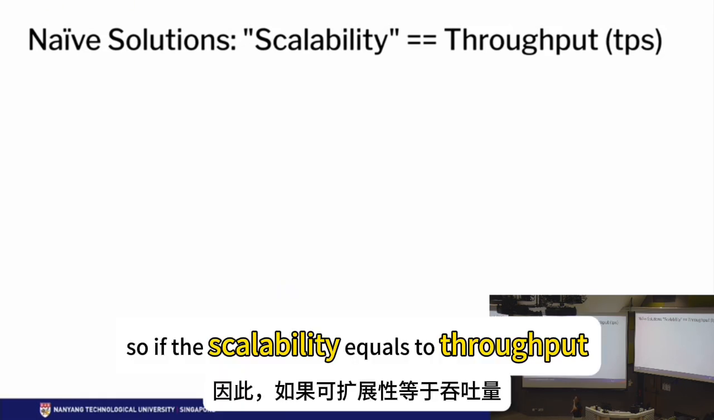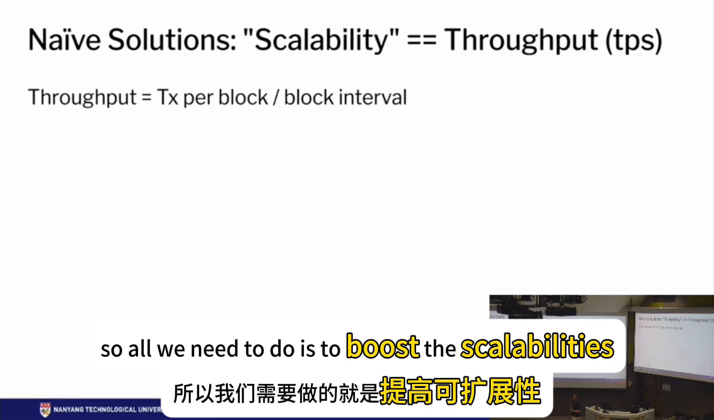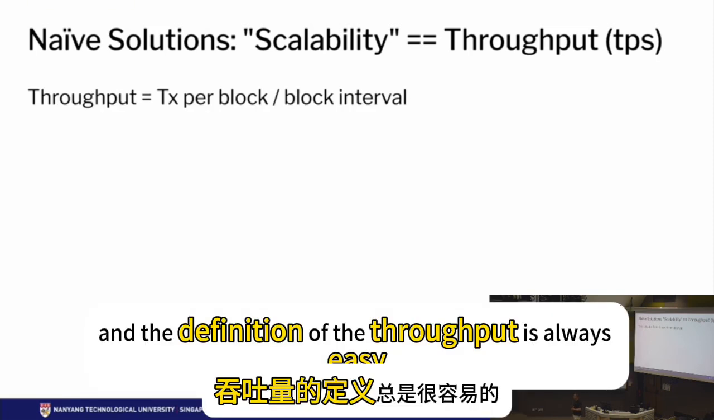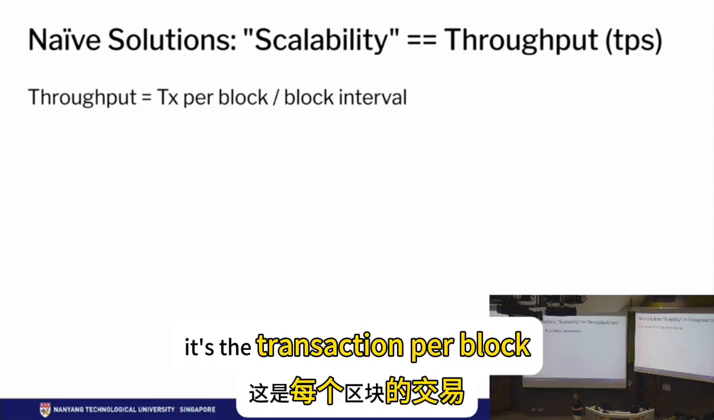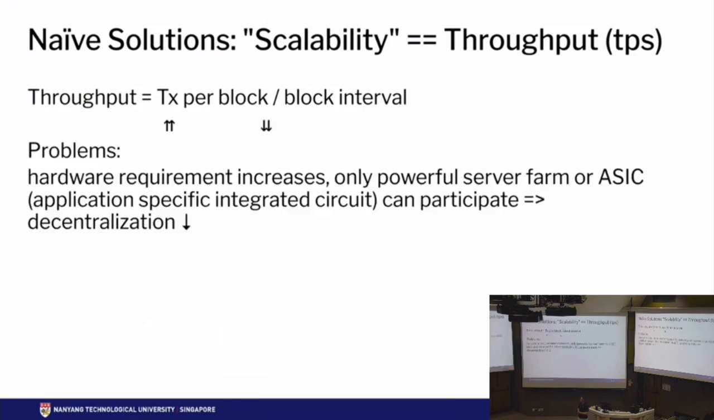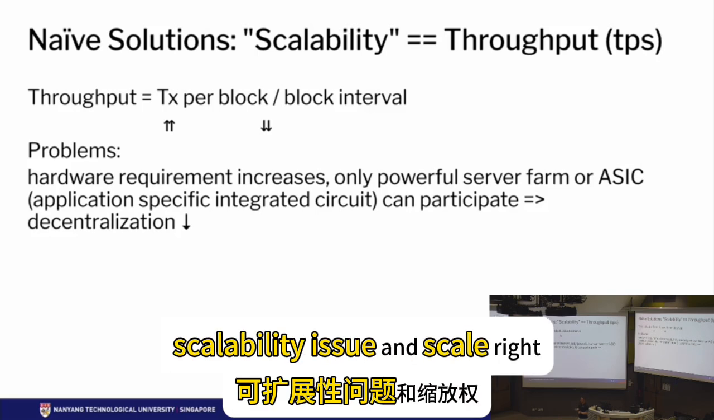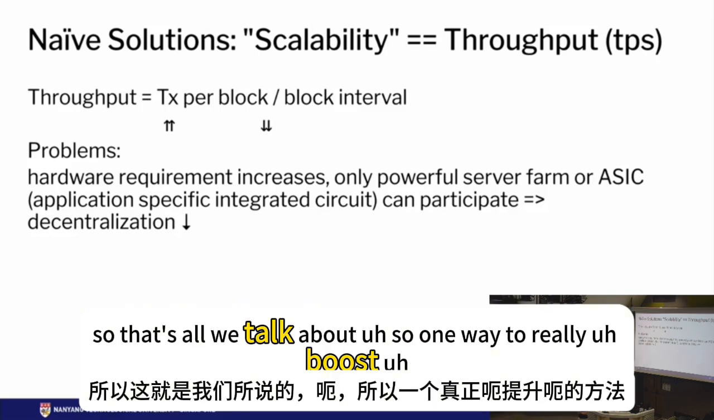So if scalability equals throughput, all we need to do is boost it. And the definition of throughput is easy: it's the transactions per block divided by block interval, right? So what does that mean? If we want to solve this scalability issue and scale, that's all we talk about.